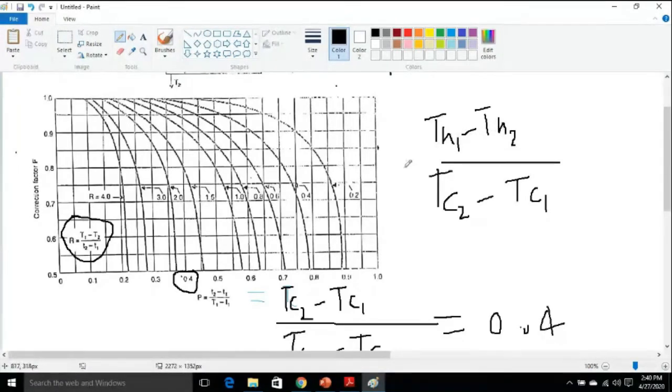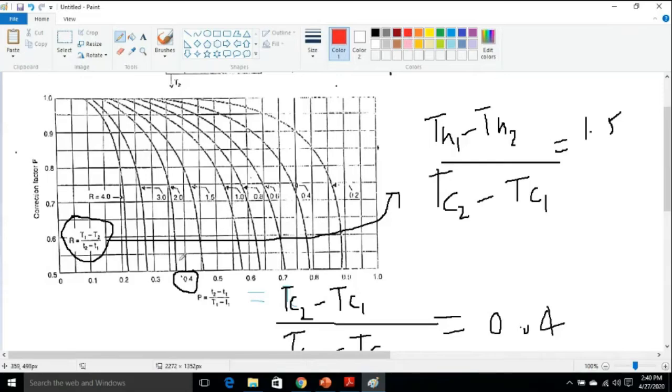So TH1 minus TH2 by TC2 minus TC1. This is the value for this ratio R. Here all the temperature values will be known, so we can determine the R value as well. Assume that this value you are getting to be say 1.5. This value is 1.5. So what we need to do, we need to start from this particular point.